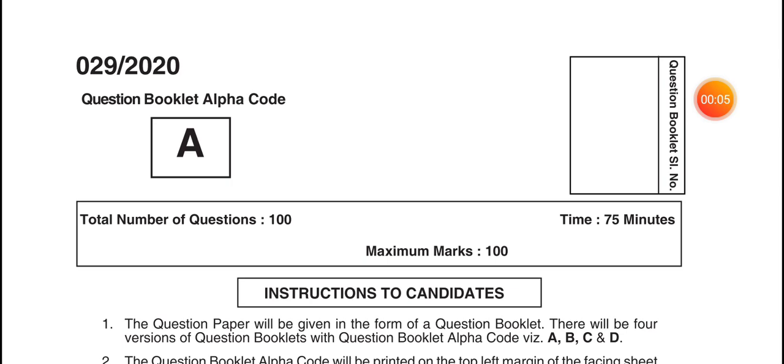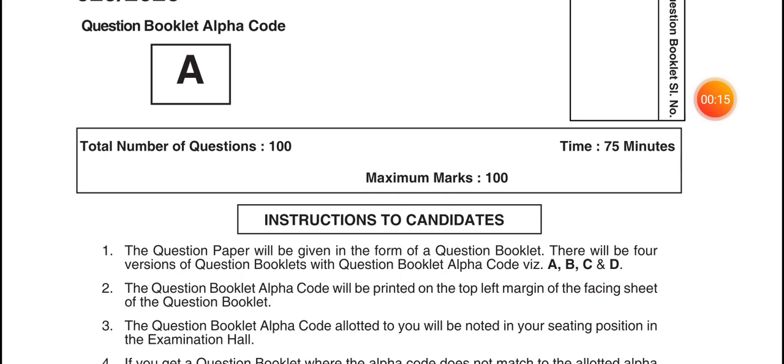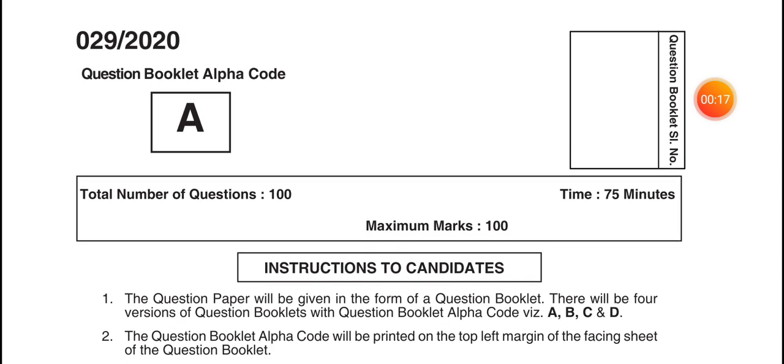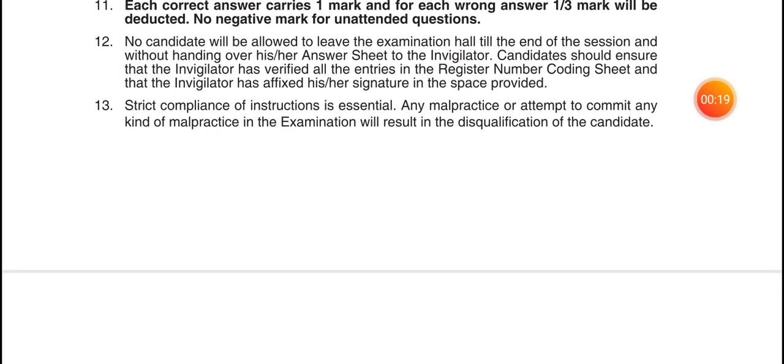ഇന്ന് നമ്മളിവിടെ ഡിസ്കസ് ചെയ്യാൻ പോകുന്നത് കേരള PSC 2020 സെപ്റ്റംബർ 29 നടത്തിയ ഫുഡ് സേഫ്റ്റി ഓഫീസർ എന്ന എക്സാമിൻ്റെ ആൻസർ കീ ആണ്. ക്വസ്റ്റ്യൻ കോഡ് A ആണ് നമ്മളിന്നിവിടെ ഡിസ്കസ് ചെയ്യുന്നത്.